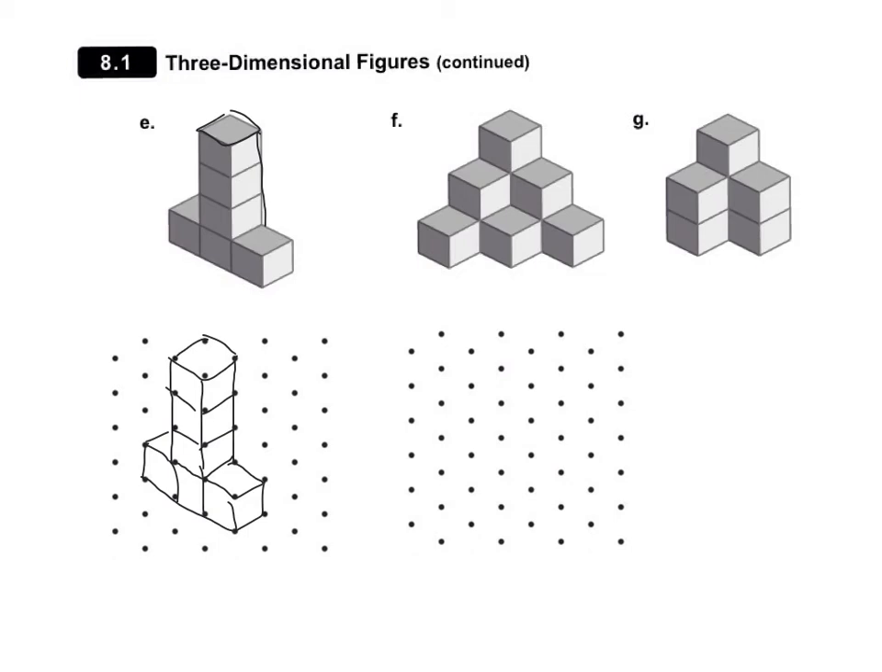So after we color it in, we can go ahead and count our blocks. So this one's fairly easy to count. We can see that there's one block on the top, 2, 3, 4, 5, 6 cubes. Now let's do letter F. This one's kind of a challenge.